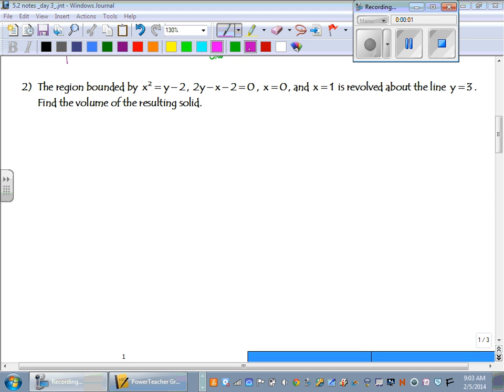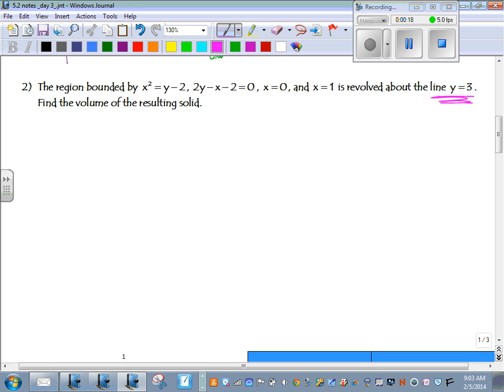For number 2, we have the region bounded by these 4 equations revolved around the line y equals 3. So this is the first one we're doing when it's not around an x-axis or a y-axis. So it's a little bit different, but it's not too bad. Let's go ahead and figure these out.